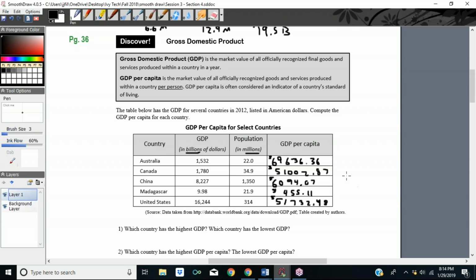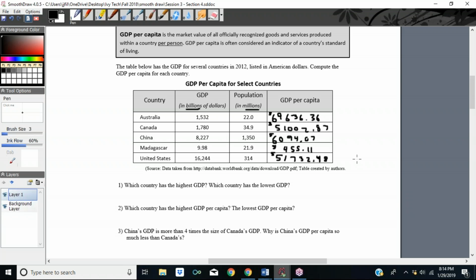And I mean, let's just notice some things here. Australia has the highest GDP per capita. Madagascar has the lowest. China, why do you think China's is only 6,000 compared to the US being at 52,000? Yeah, there's so many people. It looks like comparing China to the US, there's about 4 times as many people.